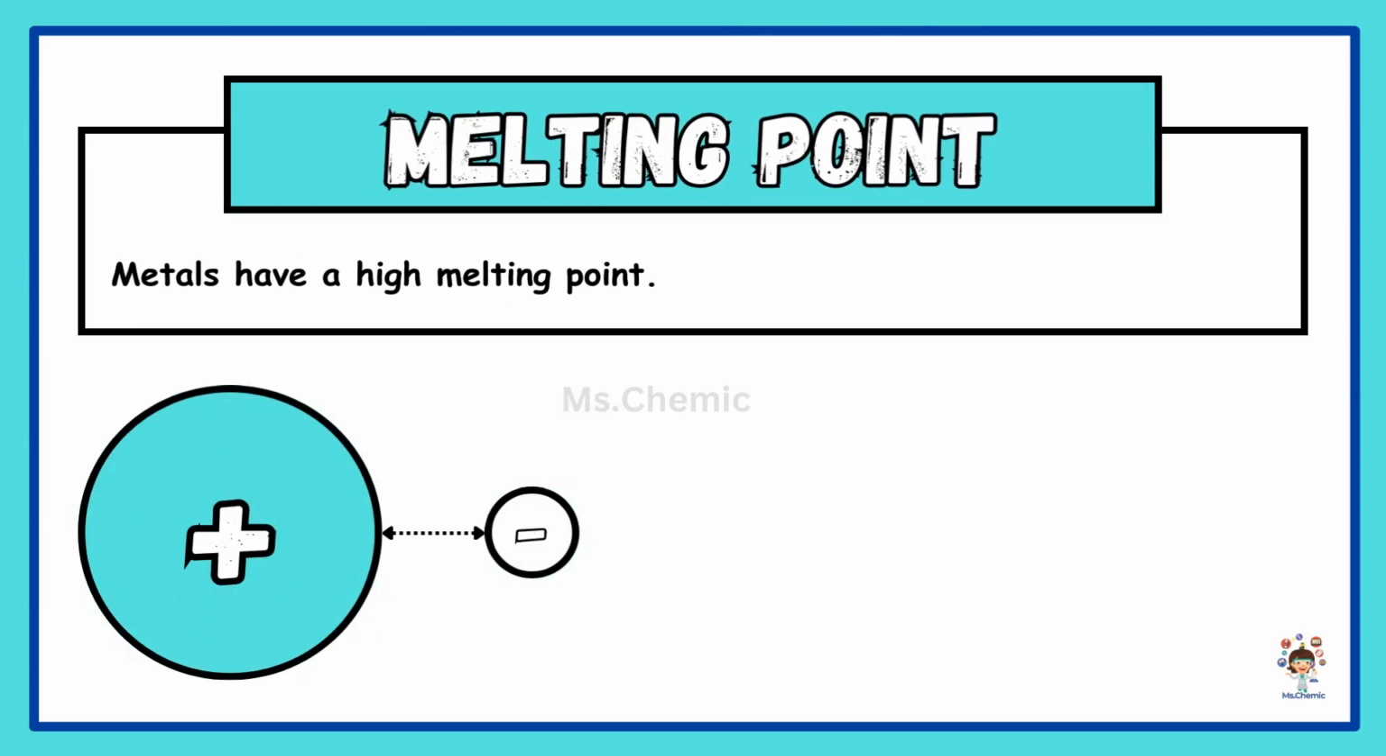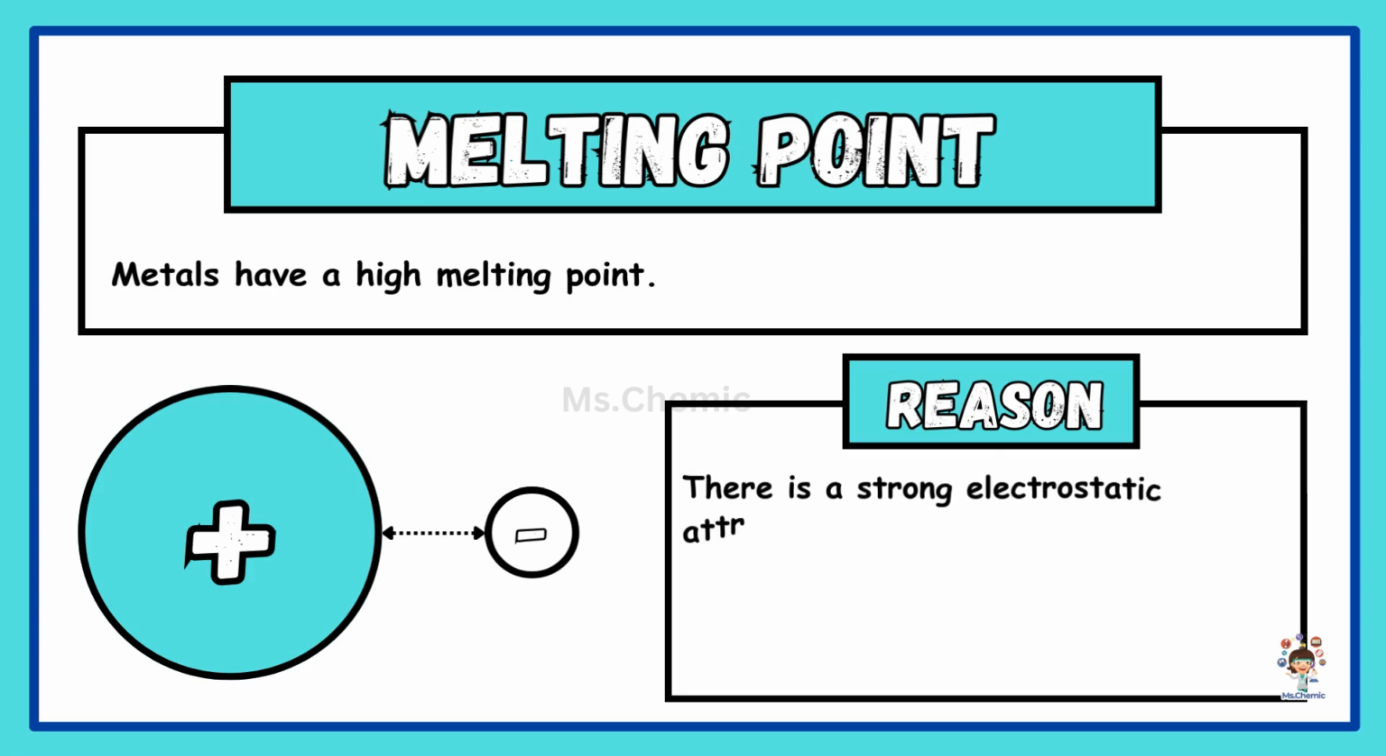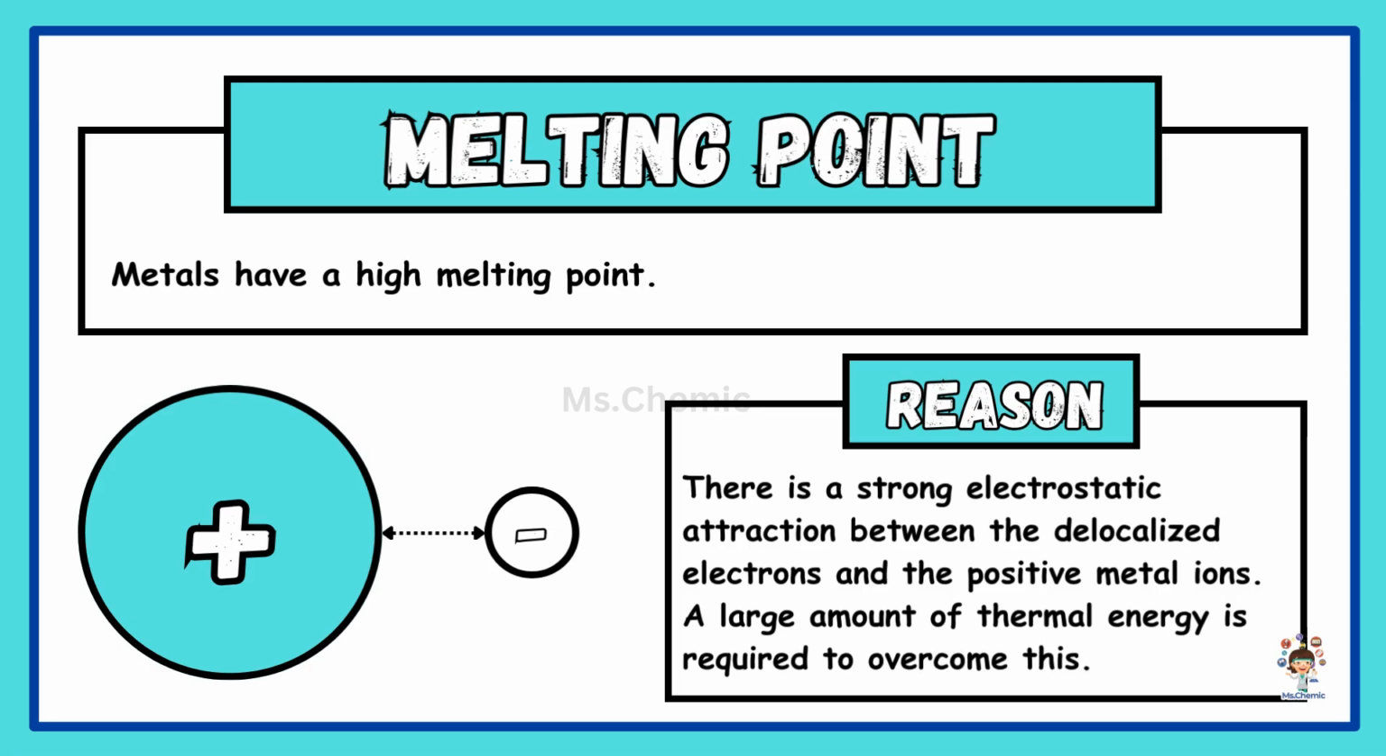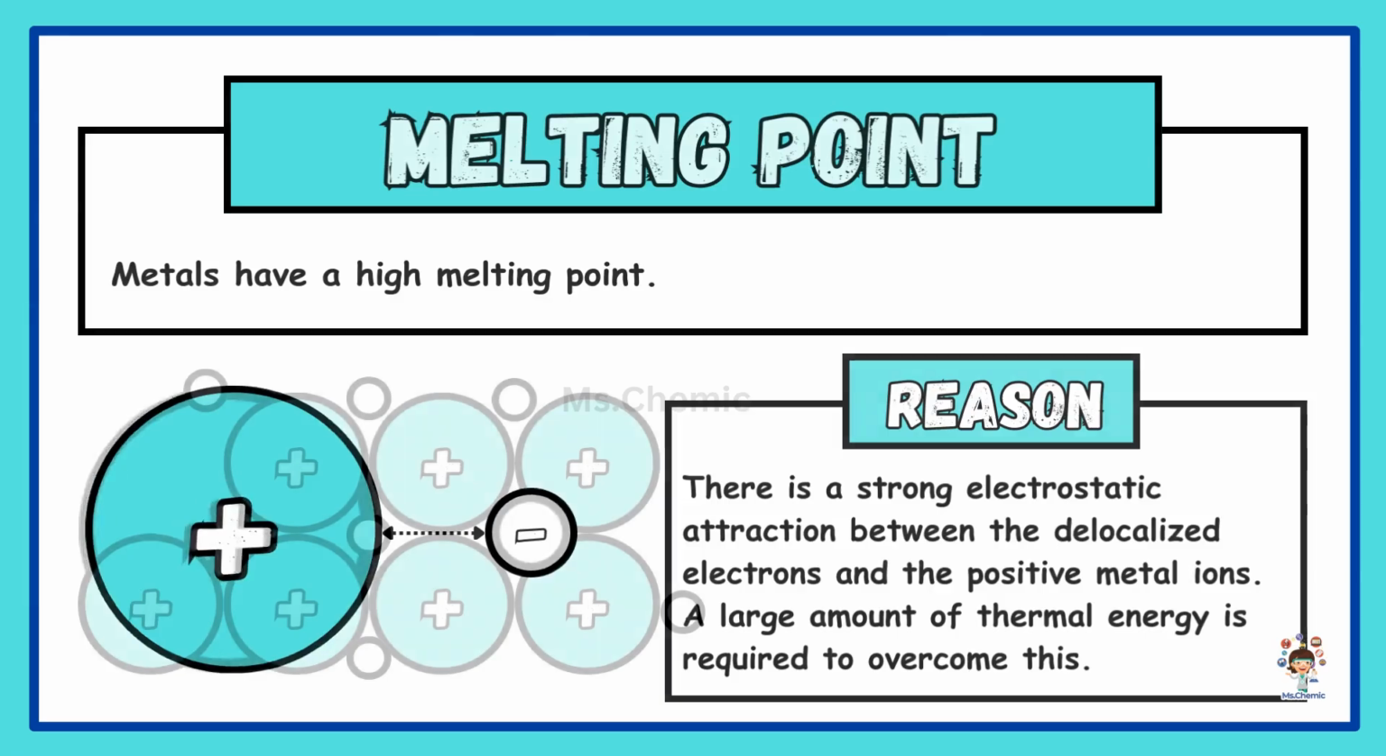Melting point. Metals have a high melting point. The reason is, there is a strong electrostatic attraction between the delocalized electrons and the positive metal ions. A large amount of thermal energy is required to overcome this.